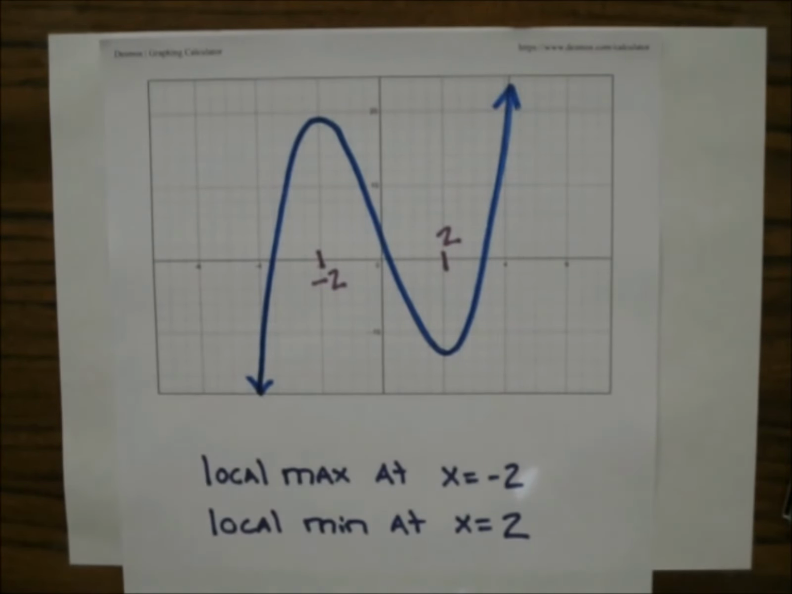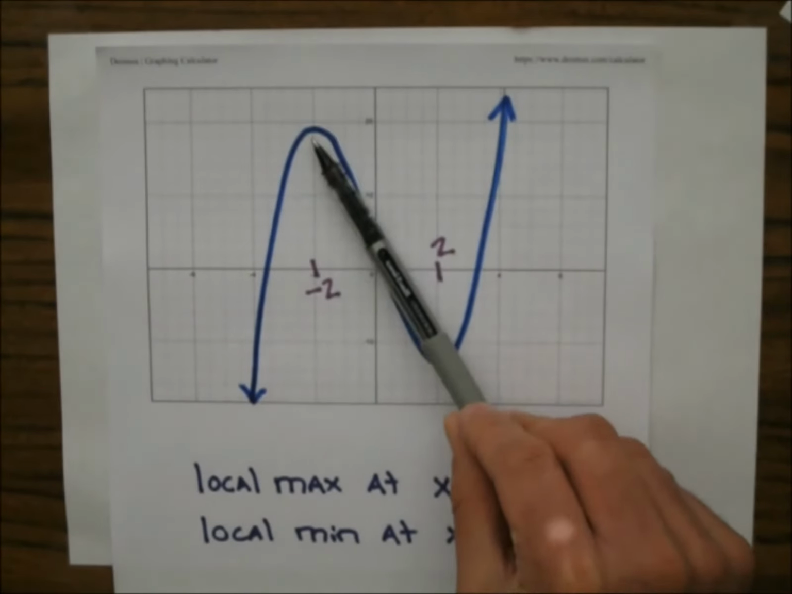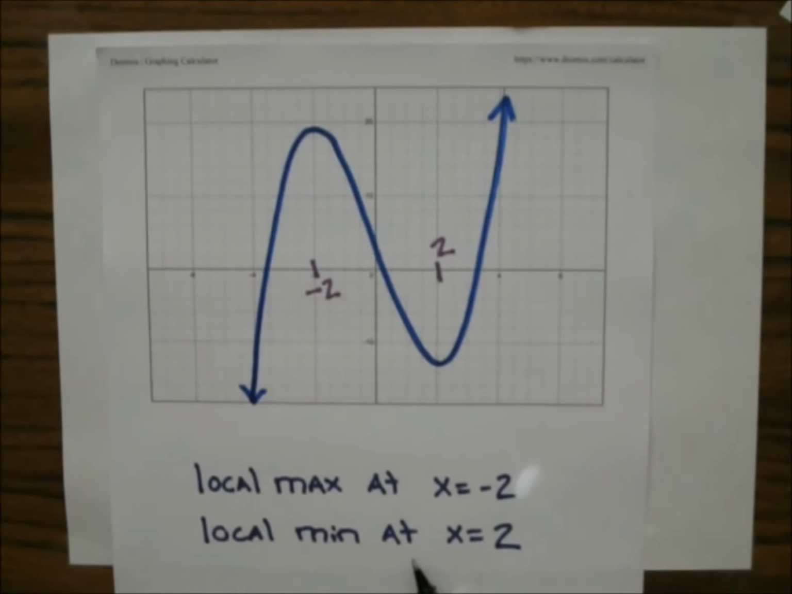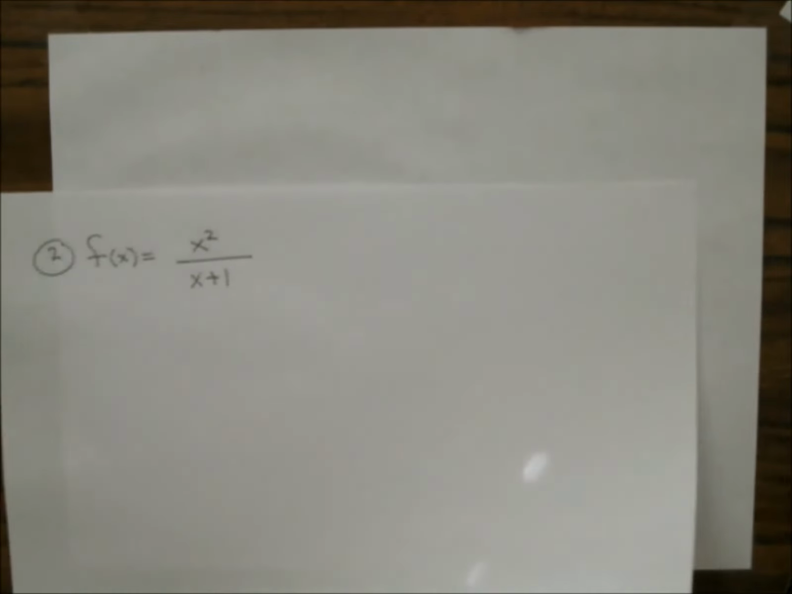There's the graph. What do you notice? Well, there's a local max at x equals -2. It's right there. And a local min at x equals 2. And so those critical points happen to be local mins and local maxes of the graph. Let's go ahead and do another one now.